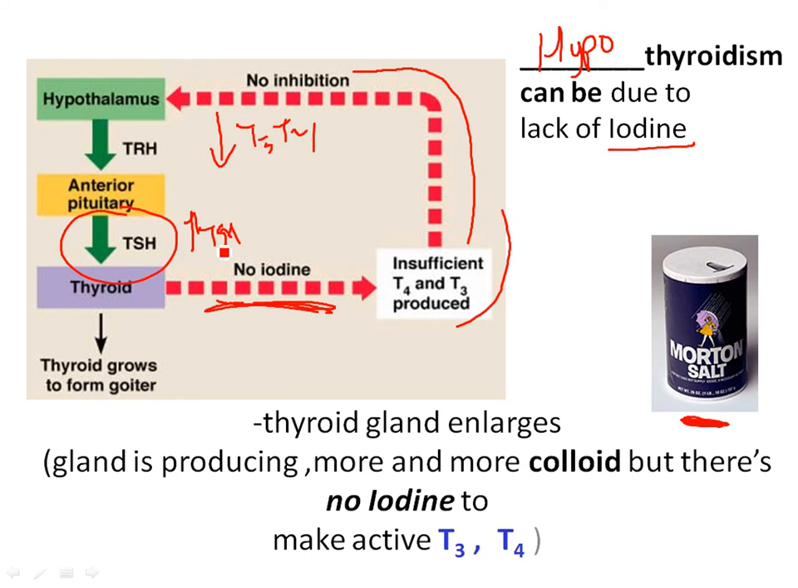It's not that we're not producing the inactive form. We've got tons of inactive T3 and T4, but it just can't become active. So in this case, the goiter would be associated with hypothyroidism, in effect, due to no iodine in the diet. So of course, an easy treatment would be to include iodine in their diet.